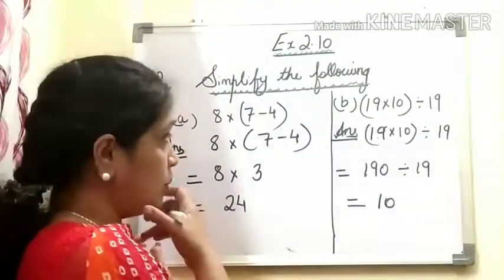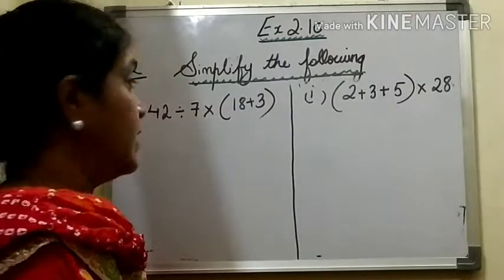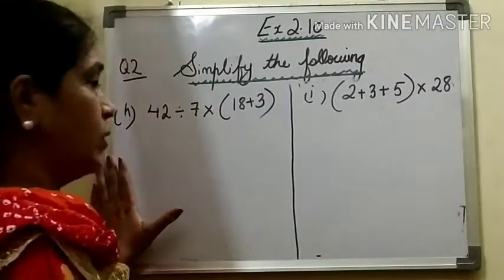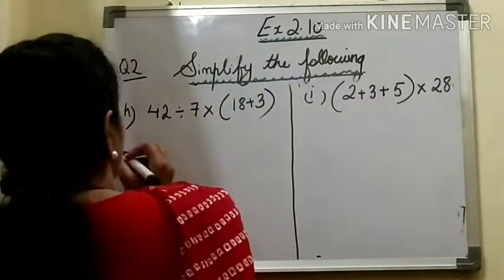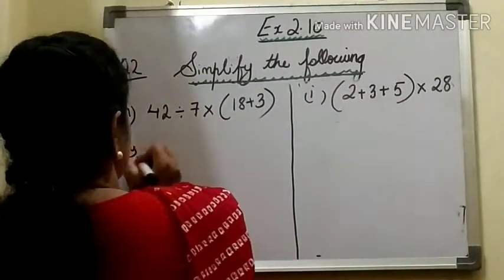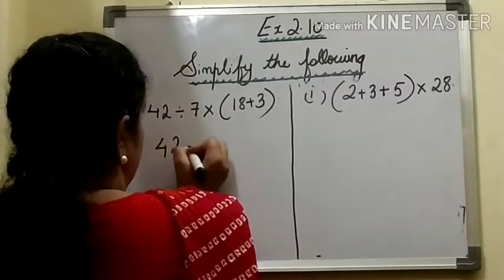Now let us solve more sums. Now let us solve H1. 42 divided by 7 into 18 plus. I think by solving these sums it will be clearer to you.